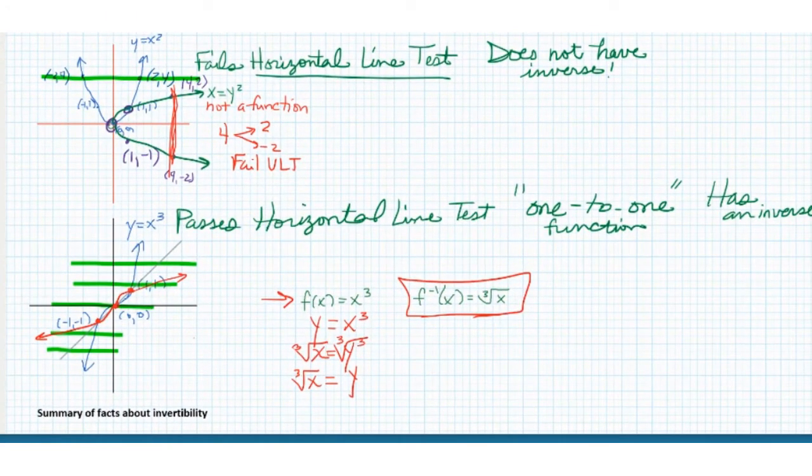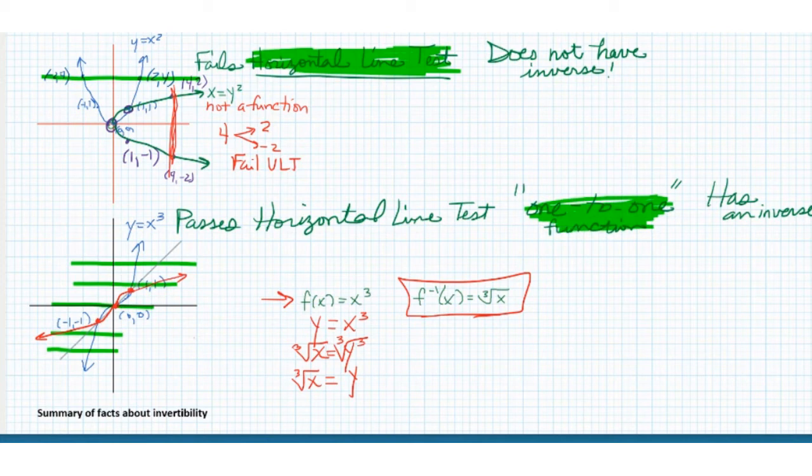So this is some vocabulary you're going to need to know. You're going to need to know what the horizontal line test is. You're going to need to know what a one-to-one function is. And you're going to need to know that in order to have an inverse, a function must be one-to-one.